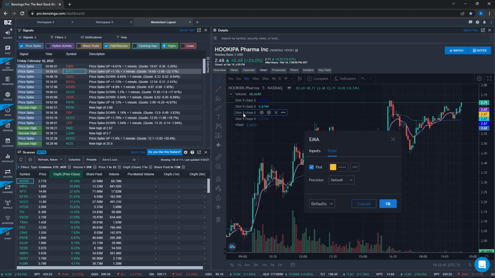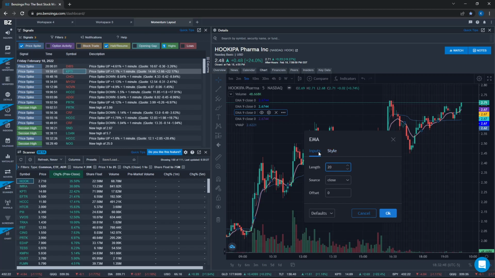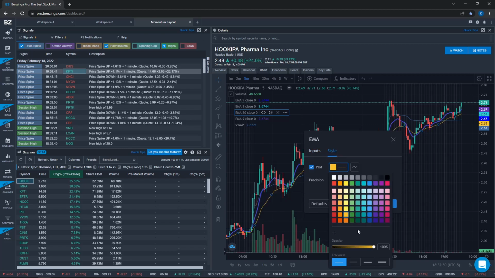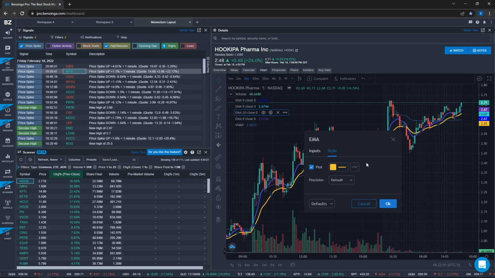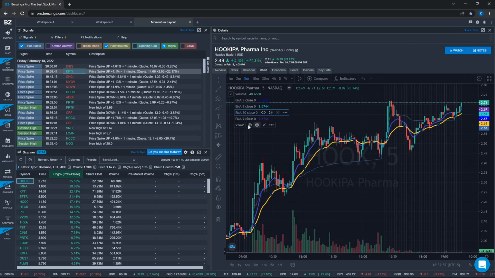So this is the yellow. I like to have my yellow as 20, so I'm going to put 20 EMA there for the input, and then style. I click on that, and then you can thicken the line down here. You can change the color. I'm going to keep it yellow and thicken the line a little bit, and there you go.